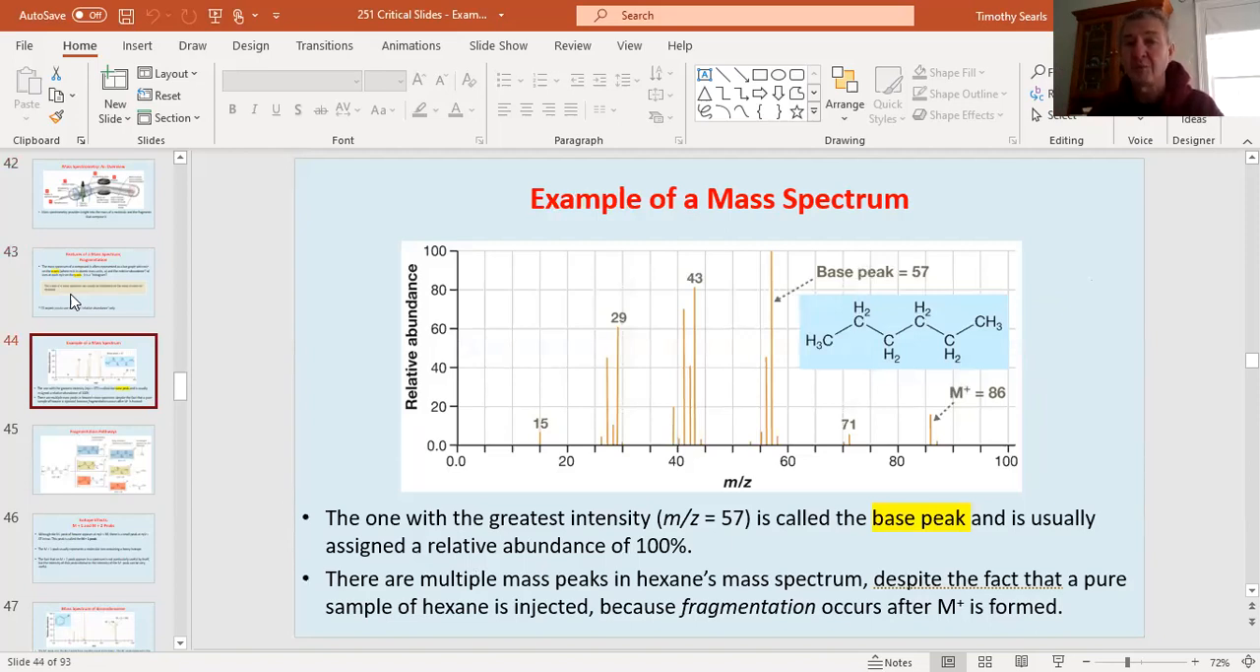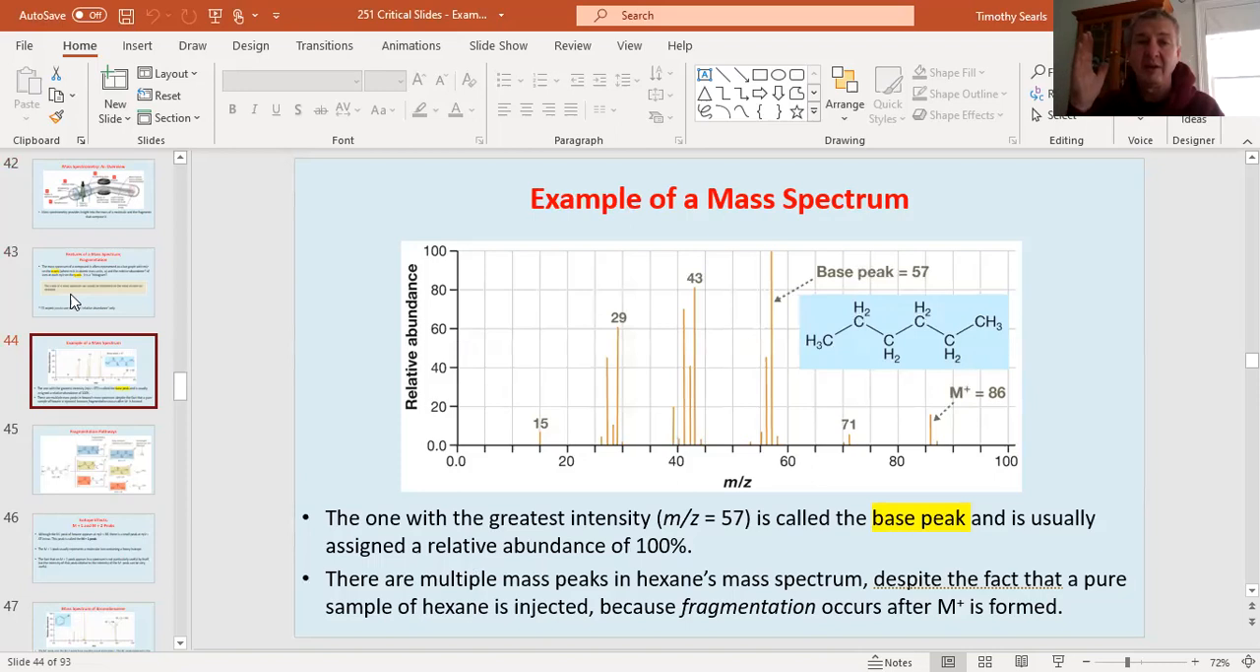Notice that the peak at 57 here is called the base peak because it's the biggest, and that the M+, the furthest to the right, the biggest mass, is the molecular ion peak. It's the unfragmented peak. It's the molecule in its entirety with a +1 charge. This molecule, hexane, has a mass of 86.